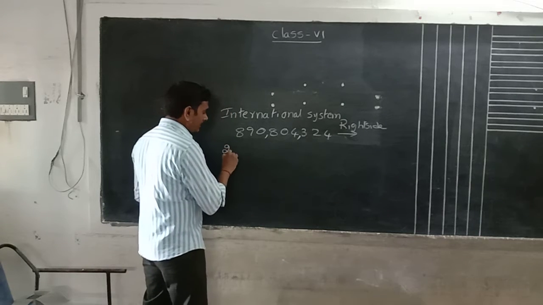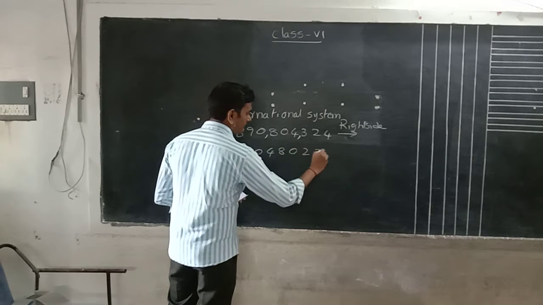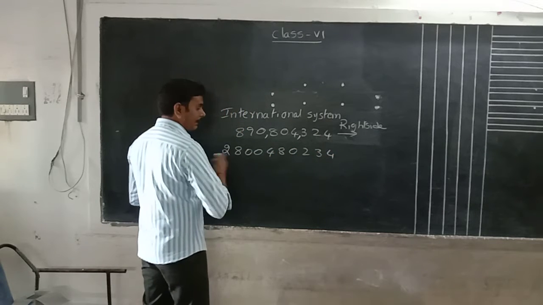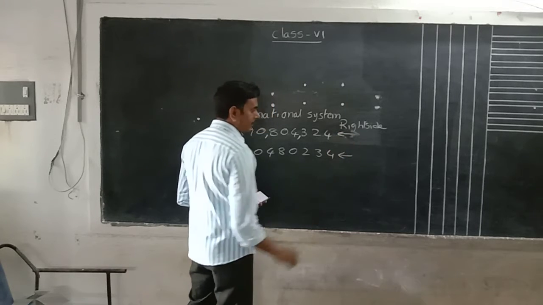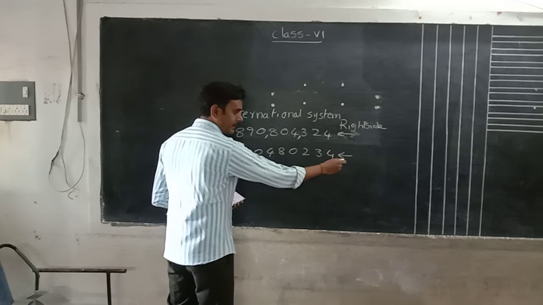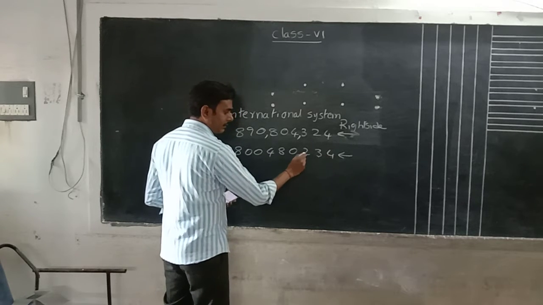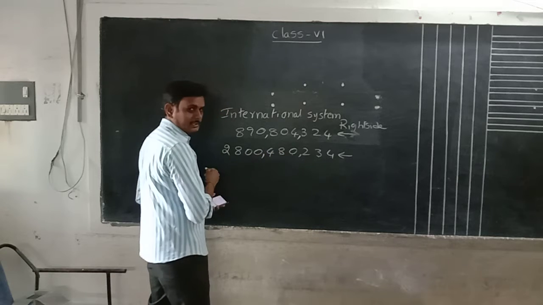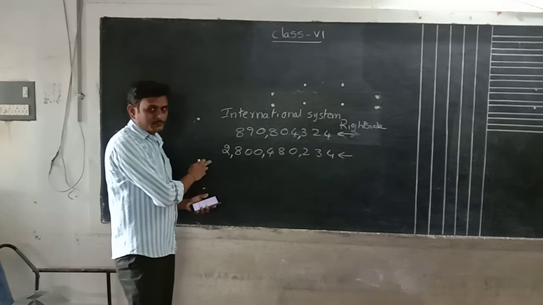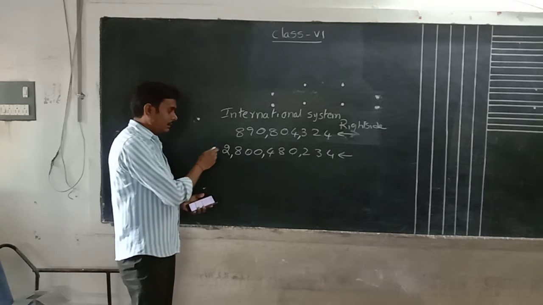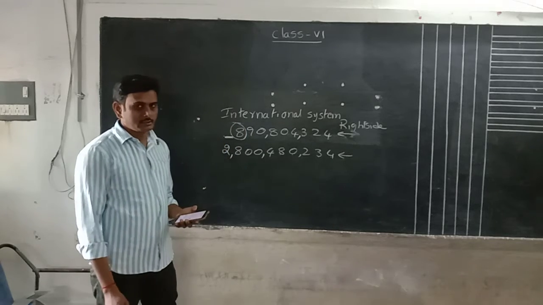For example, like this number is given. Then we have to start from the right side only. 4, 1, 2, 3, comma, 1, 2, 3, comma, 1, 2, 3, comma. Because the last digit is 2, that's why I kept a comma here. Here the last digit is this one only, so I did not use the comma.